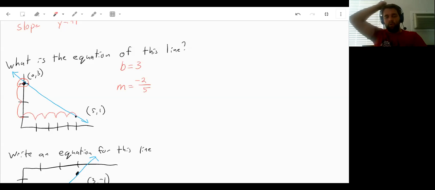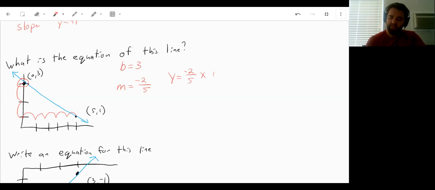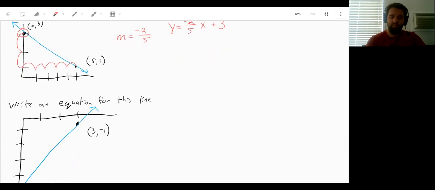Well, now we have our y-intercept and we have our slope, so we can go and plug that into our equation. So y equals -2/5 x plus 3. That's all the more there is to that one.